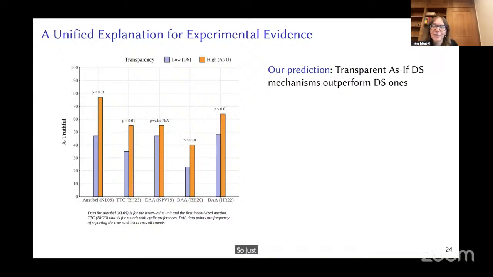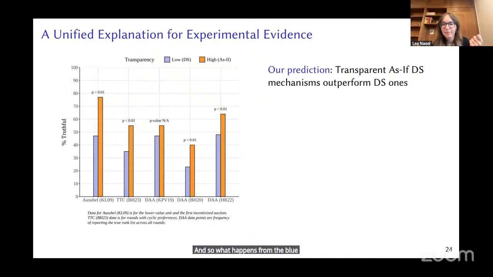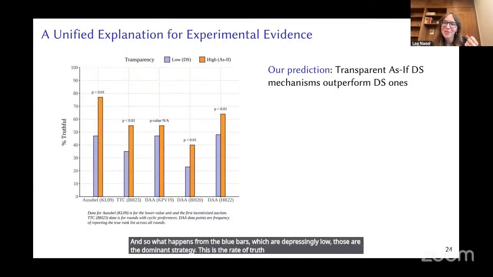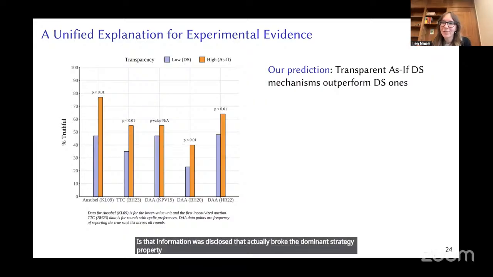So just to say what is shown here on this graph. These graphs are showing the data from experiments that are comparing dominant strategy mechanisms with more transparent versions of those mechanisms. And so what happens from the blue bars, which are depressingly low, those are the dominant strategy. This is the rate of truthfulness for the dominant strategy mechanism, to the orange bars, which are the only exposed incentive compatible mechanisms, is that information was disclosed that actually broke the dominant strategy property of these mechanisms.